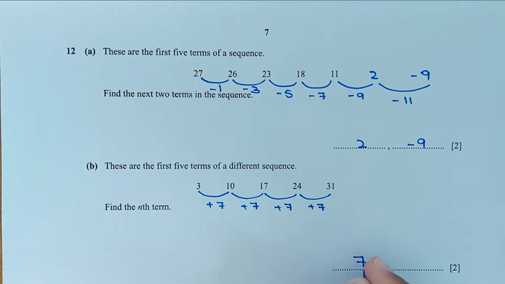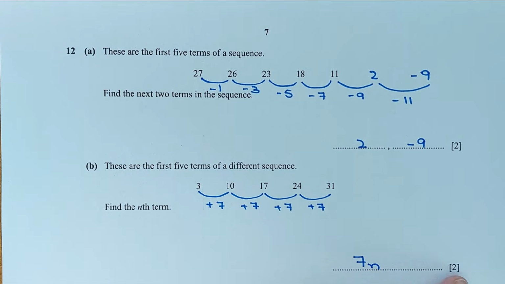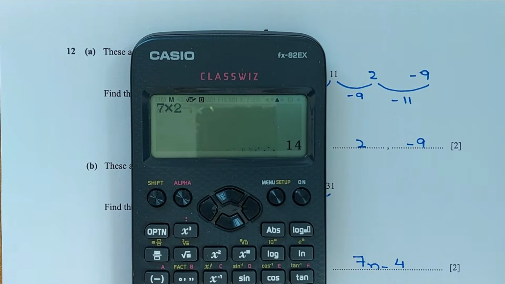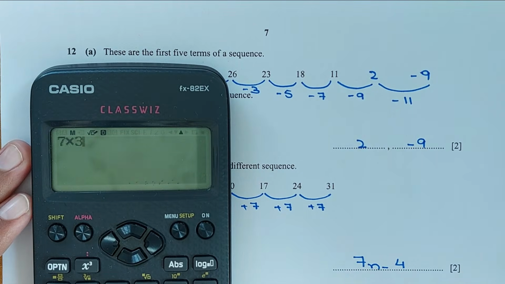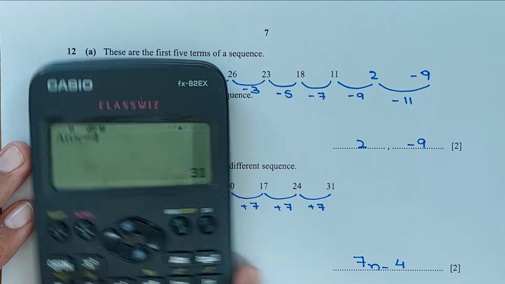So we are doing 7n, right? 7 times 1 is 7, but the first term is 3. So 7 minus what makes 3? 7 minus 4 makes 3. Let me check for the rest of the terms. 7 times 2 minus 4 makes 10. 7 times 3 minus 4 is 17. 7 times 4 minus 4 is 24. 7 times 5 minus 4 is 31.